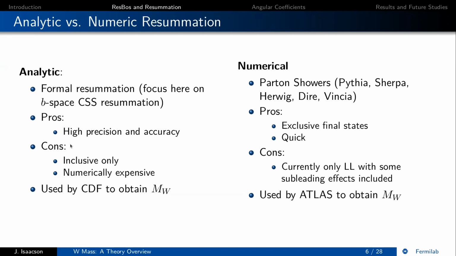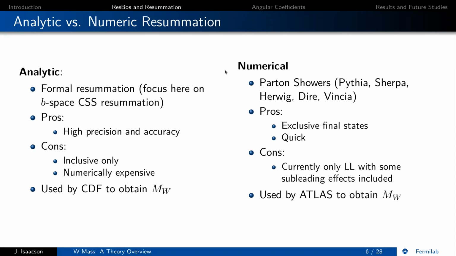However, there are some drawbacks to this. You can't just get the best of everything. One of the major cons is that this is inclusive only. You set up initially what your final state particles are, and as you do this calculation, you get no information, for example, on the pT of the jets or how many jets or any of this type of information. So you lose all of this. This is one of the downsides of these analytic approaches. Additionally, similar to how higher order calculations become more and more numerically expensive, these calculations are much more numerically expensive than the alternative approach.